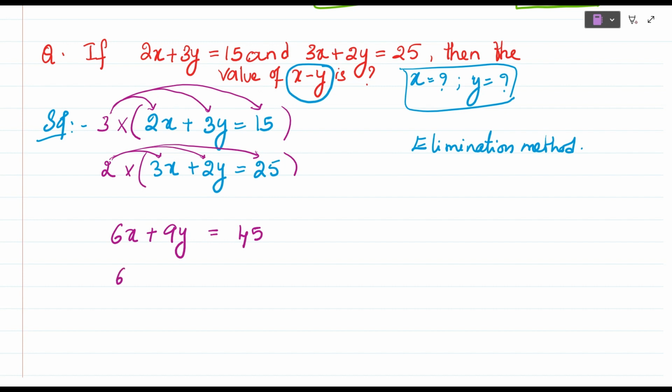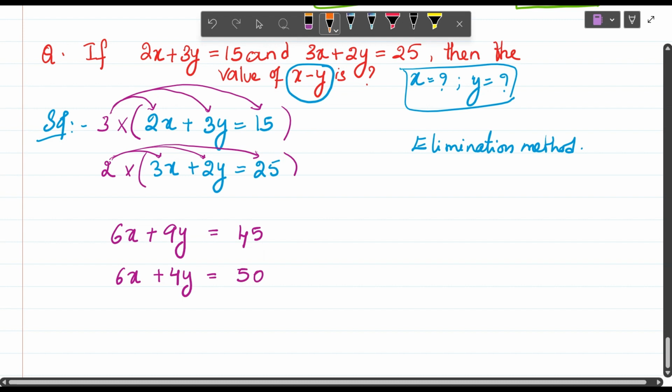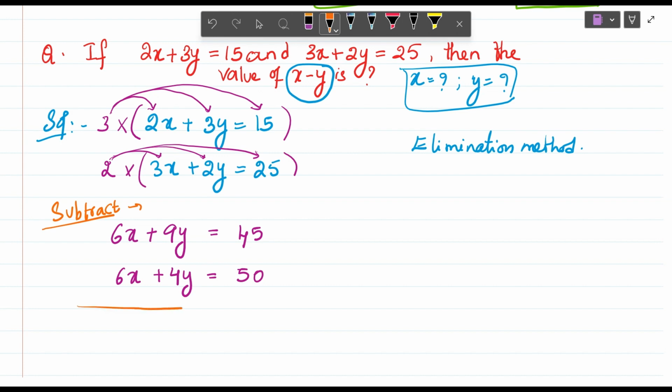Next, I am going to multiply 2 with the second equation. So I will get 6x plus 4y will be equal to 25 into 2, 50. So now what I am going to do is I am going to subtract these two equations. Clear? Now I am going to subtract here. So subtracting means what we have to do? We have to change the signs. So this is plus 6x becomes negative, plus 4y, so additive inverse is minus 4y. So plus 50, additive inverse is minus 50.